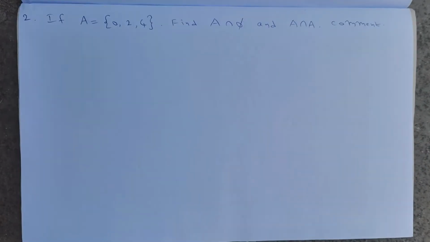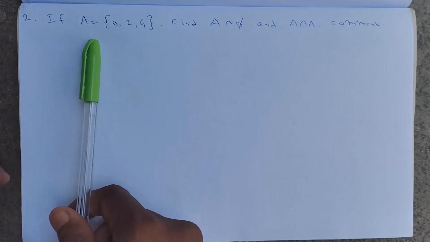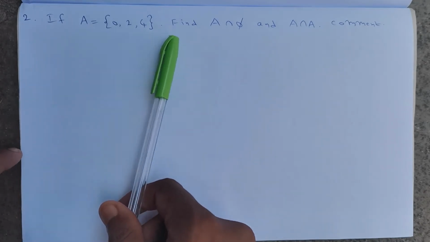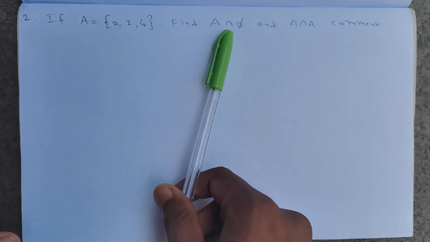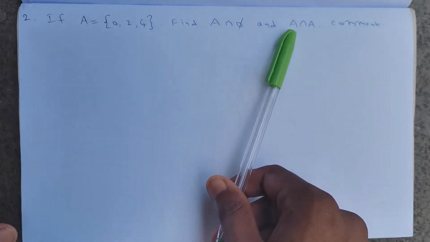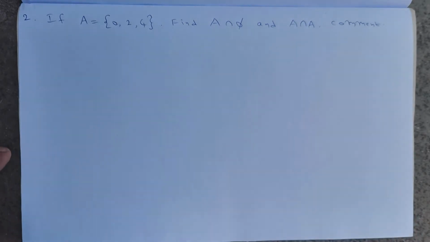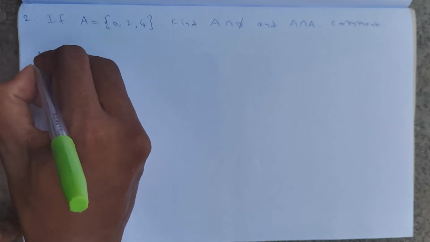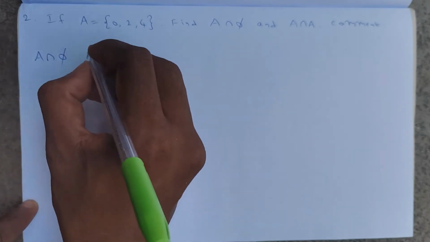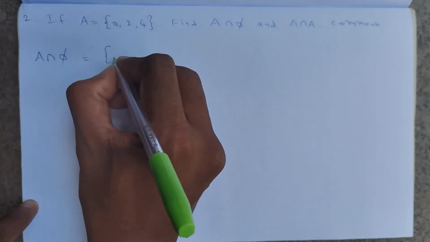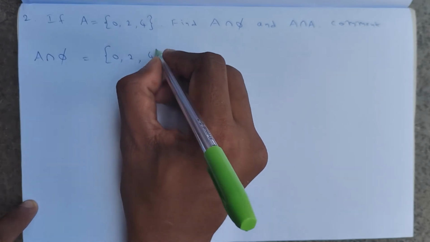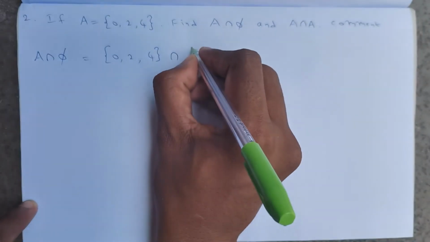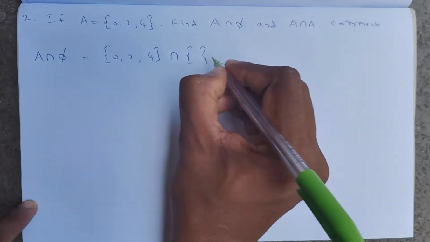Okay, next question. If set A is equal to {0, 2, 4}, then find A intersection empty set and A intersection A, and comment on that. So first one I am solving, that is A intersection empty set. So set A is {0, 2, 4} intersection the empty set.